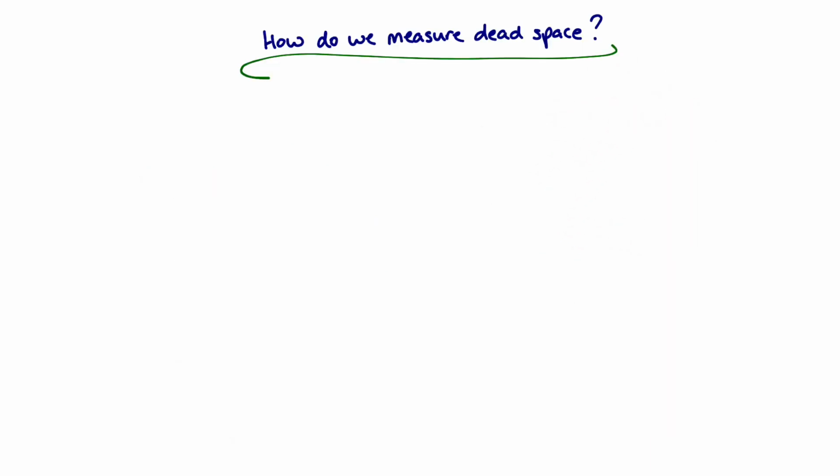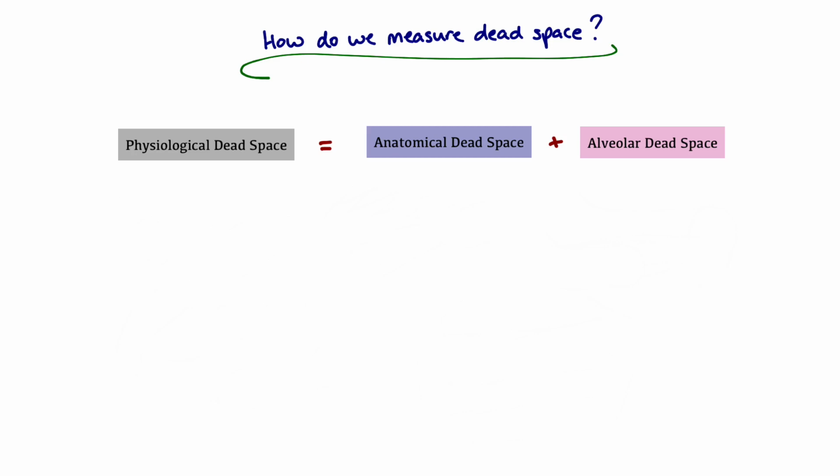And finally, we go on to look at how we measure dead space. So going back to our important equation, physiological dead space, the total amount of dead space that we have, equals the anatomical dead space, which is the volume of our respiratory tree which doesn't have respiratory epithelium, plus the alveolar dead space, which is the volume of our alveoli which are ventilating but not perfusing.